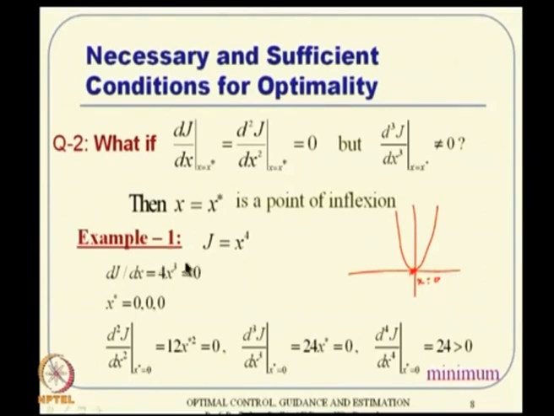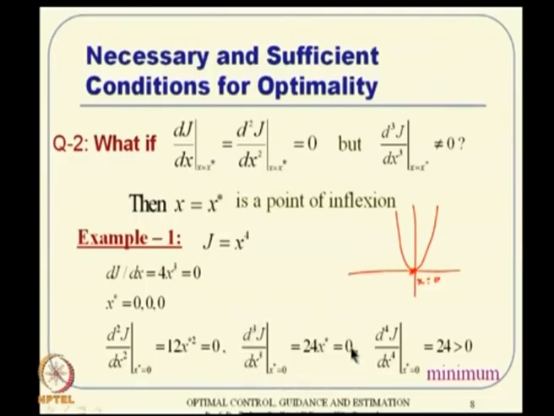Then your solution of that is 3 quantities, but all happen to be 0, that is, x star equal to 0, 0, 0. And then let us go to the second derivative. The second derivative turns out to be, for this term, 12 x square, and x star equal to 0 means 12 x square is also 0. So, we really have to go to the third derivative now.